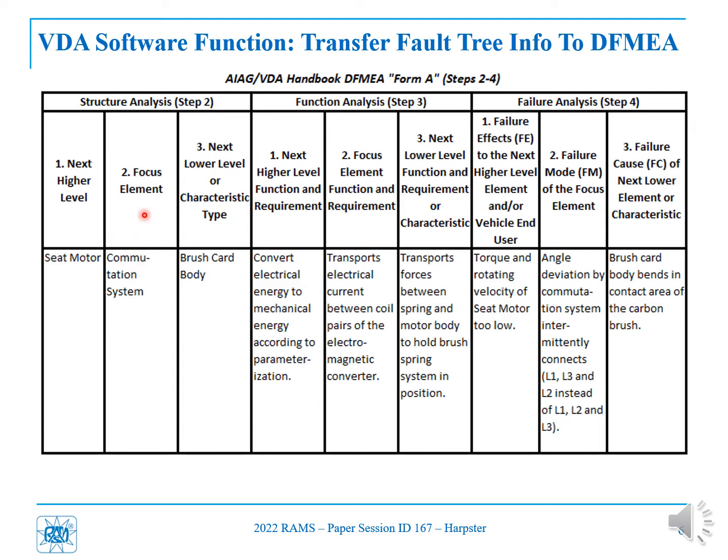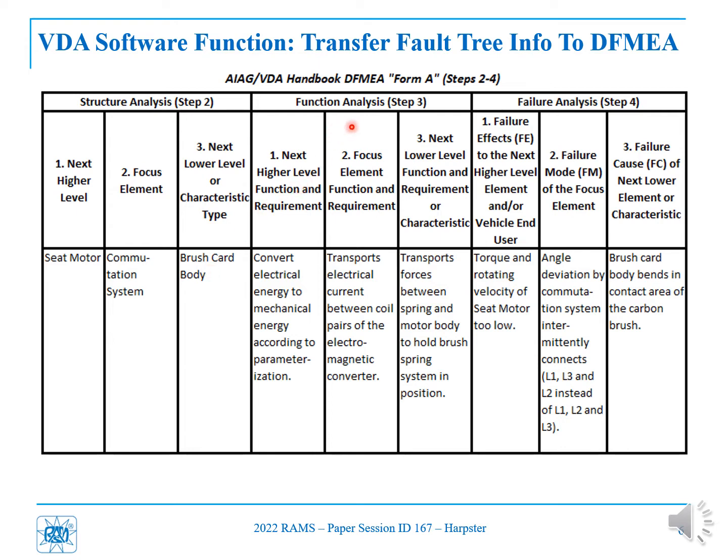Now the level that sits above it, since this is a subassembly, would be the assembly, so the next higher level would be the seat motor. And then the level that sits below the subassembly would be the component. So in this particular case, in the case of the commutation system DFMEA, that next lower level would be a component, which would be the brush card body.